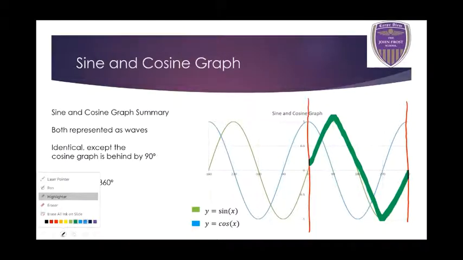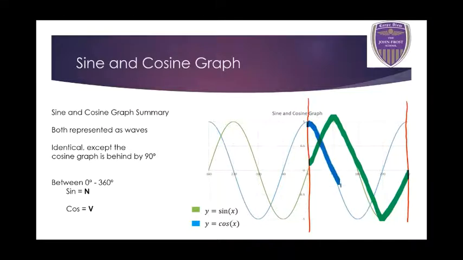And the cosine graph looks like a V, okay? So between 0 and 360 degrees, sine looks like an N that's been squished, and cosine looks like a V, okay? So that's one way of remembering the difference between the sine and the cosine graphs when you're drawing them, okay? Or you just think of the starting point for the two graphs. For sine, that starting point was 0, and for cosine, the starting point was 1, okay?